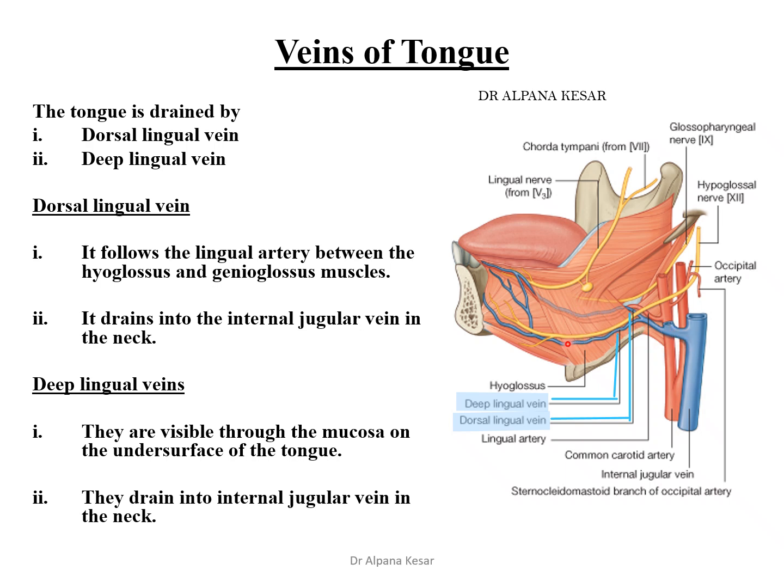Deep lingual vein. Deep lingual vein is visible through the mucosa on the undersurface of the tongue. It drains blood from the tongue and the floor of the mouth and finally drains into the internal jugular vein.